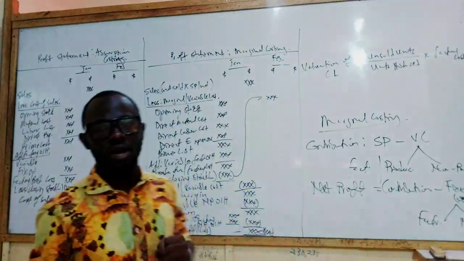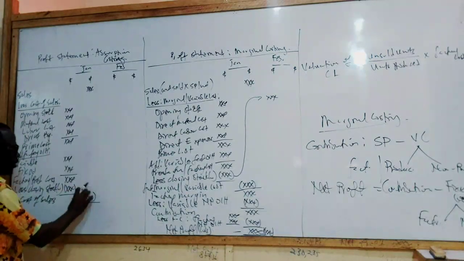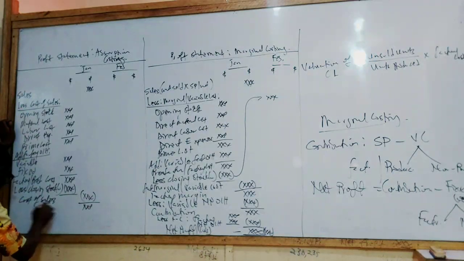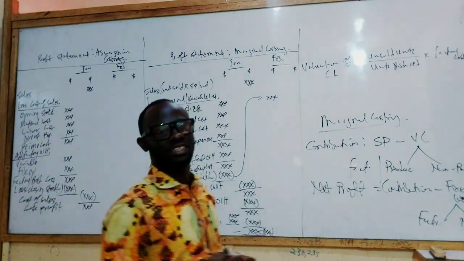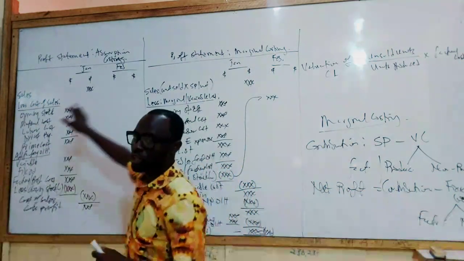We got factory, marginal, or variable cost. So once we get a cost of sales, we deduct that from the sales figure, and that gives us the gross profit we were after. So that is the first aspect of our presentation for the absorption costing.